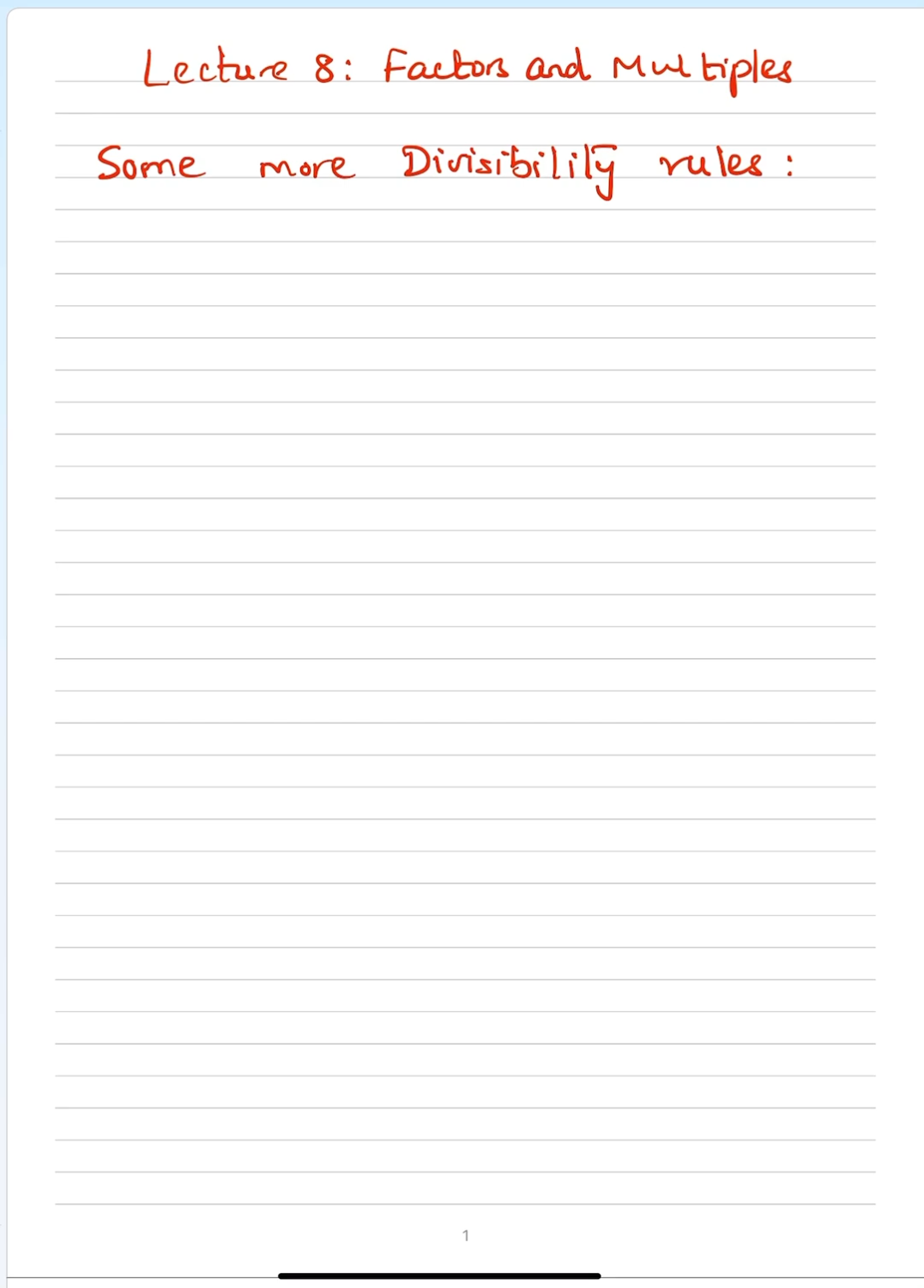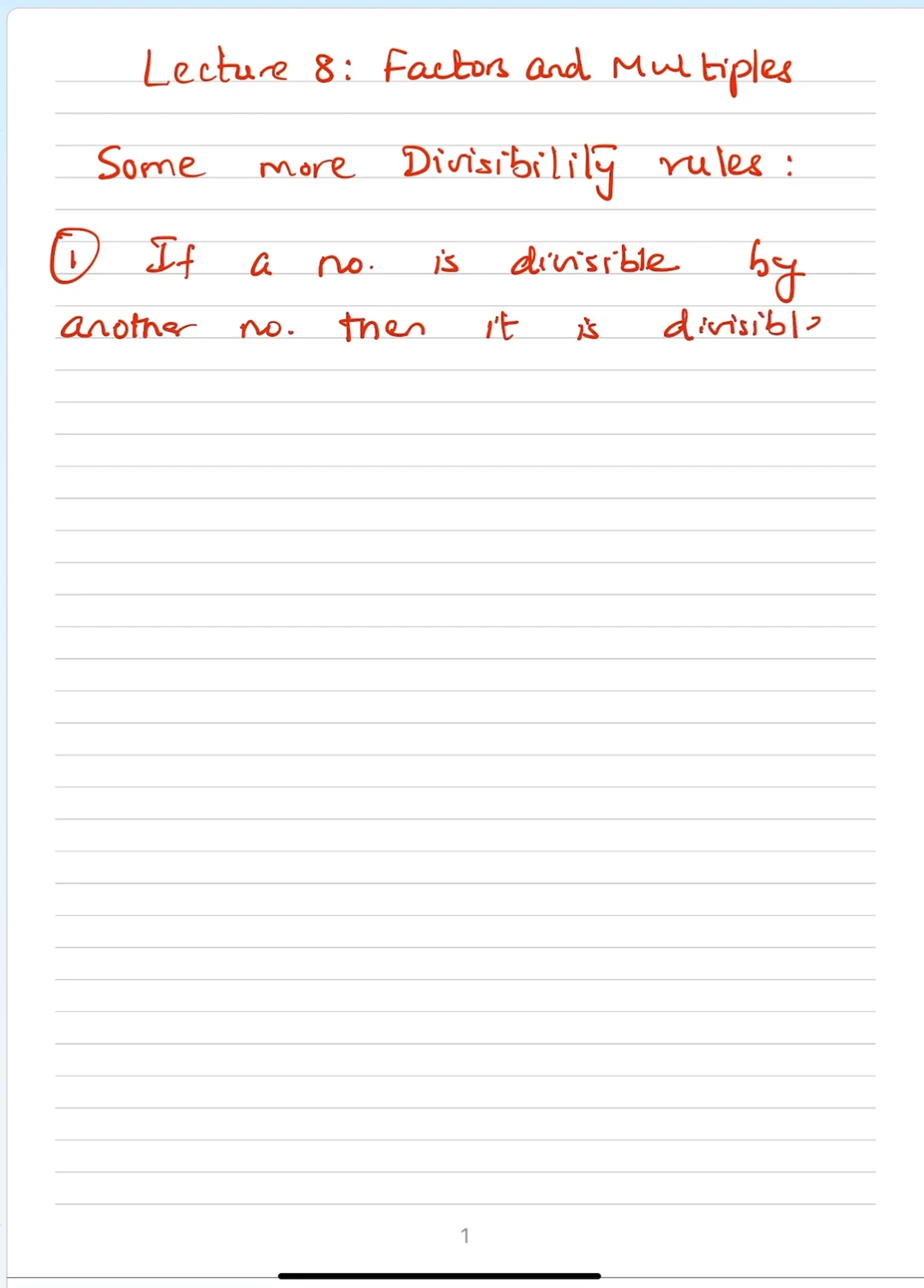Today we will be doing some more divisibility rules. So let us start. First one is, if a number is divisible by another number, then it is divisible by each of the factors of that number.